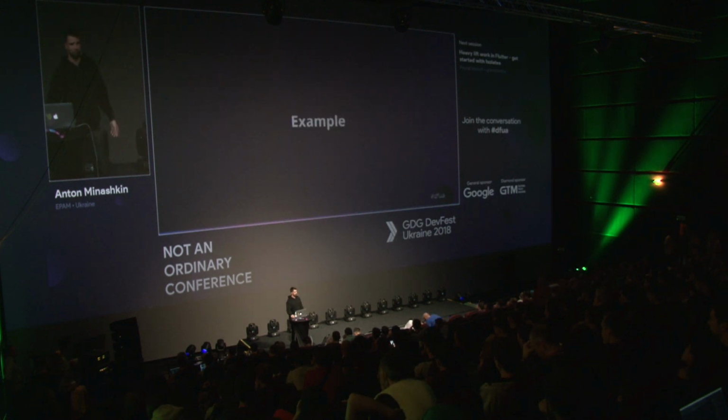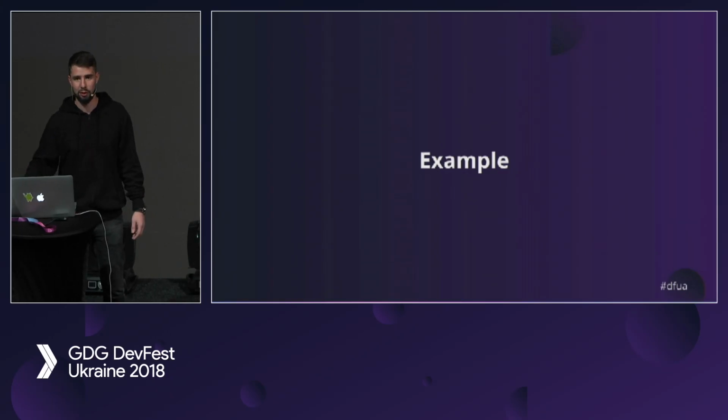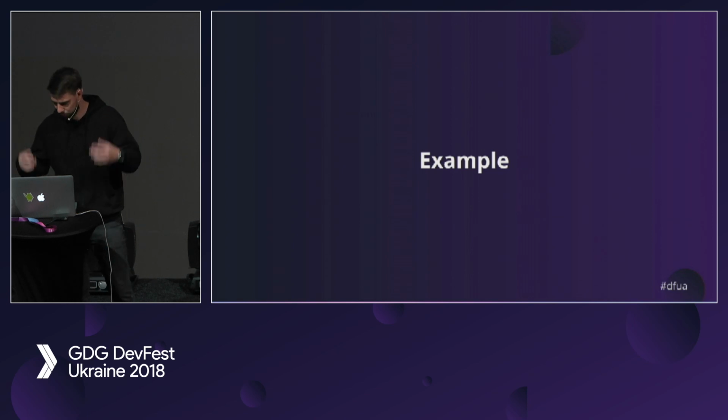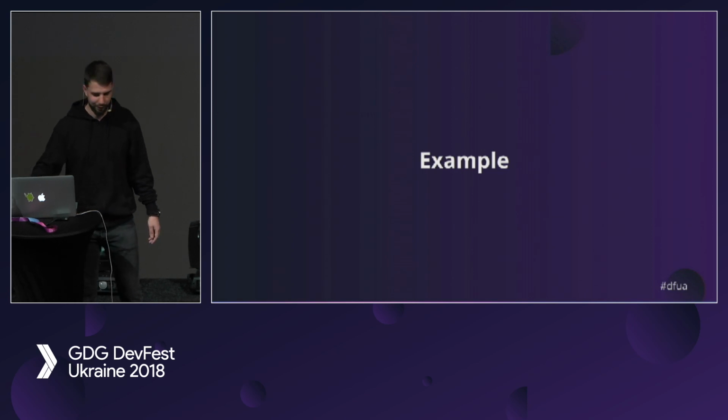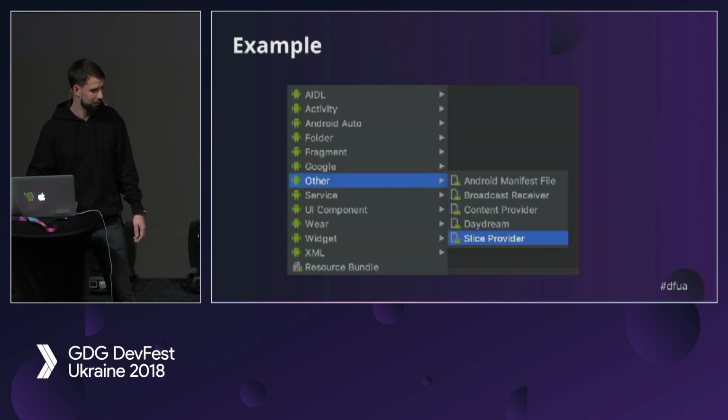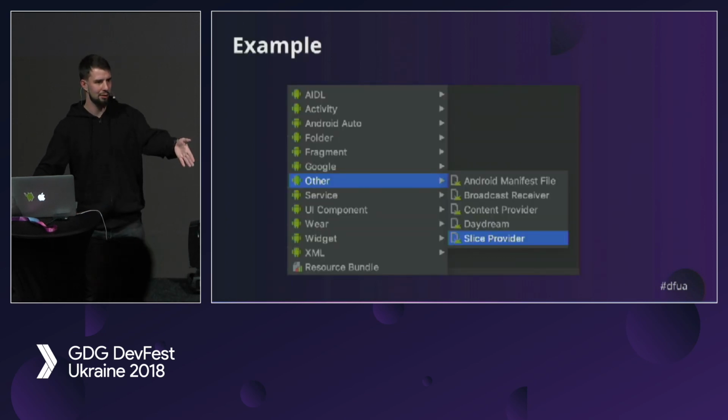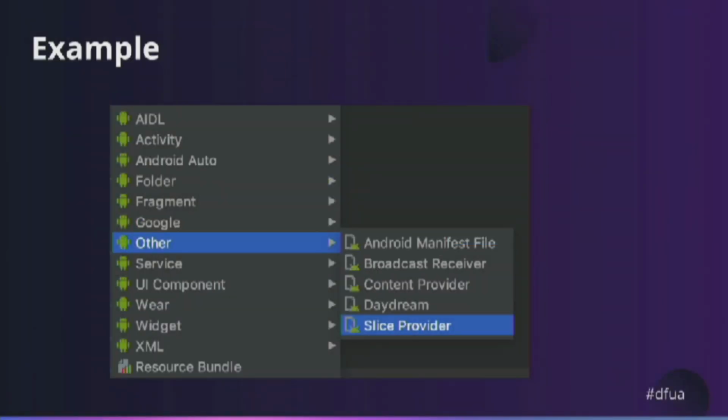So what is the difference? Let's start with an example, because nobody likes documentation. So just bring some code there. In Android Studio, you can find this button. You can add something. In the list, you will find Slice Provider. So good enough for a start.